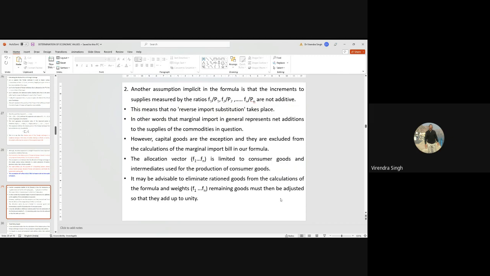It may be advisable to eliminate rationed goods from the calculation of the formula and weight the remaining goods. Remaining goods must then be adjusted so that they add up to unity. Every good being considered should be weighed appropriately, and their nature should be identified, whether they belong to consumer goods, intermediate goods, or capital goods. So exclude capital goods from the calculation and include only final goods and intermediate goods for this purpose. These need to be adjusted so that they add up to unity.